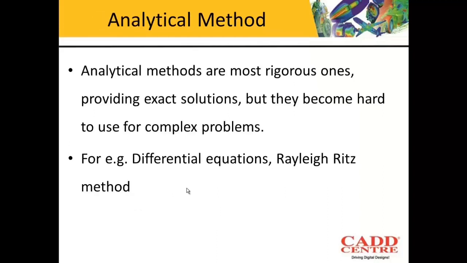The second method is analytical method. Analytical method is actually very difficult, but this provides very accurate solutions. Now, you must have heard about the Rayleigh-Ritz method and the partial differential equations. They are actually examples of analytical method, but you know how complex it gets when your design gets more and more complicated. The equations will also get more and more complicated, and hence it takes a very lot of time to analyze the solutions.